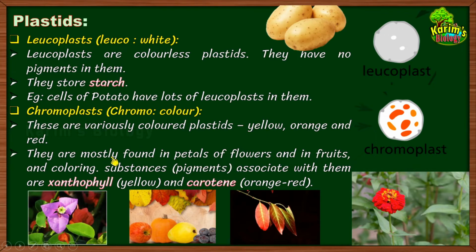And where are they located? The chromoplasts are located in the plant parts which are colorful. Actually, it is because of the presence of these chromoplasts that different parts of the plant get color, right? For example, xanthophyll. If the chromoplasts contain xanthophyll, that part of the plant will be yellow. And if a chromoplast contains carotene, then that will give orange and red color, right?